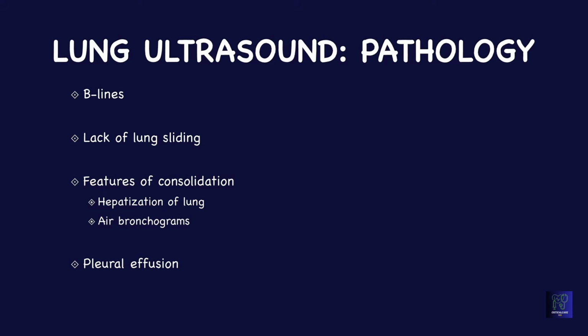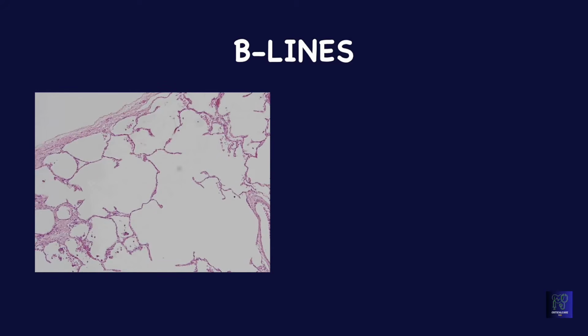We will cover four main pathologies that can be seen during lung ultrasound: B lines, absence of lung sliding, features of consolidation, and pleural effusion. Let's start with B lines. You're looking at a slide of lung histology. Clusters of alveoli are separated from each other by thin interalveolar septa, which constitutes the pulmonary interstitium.